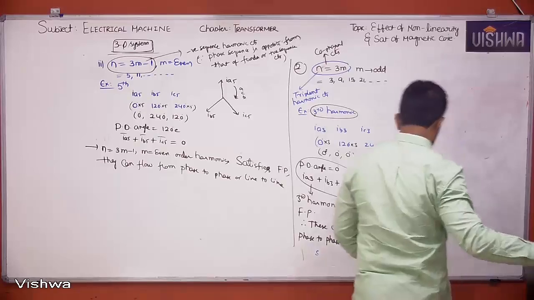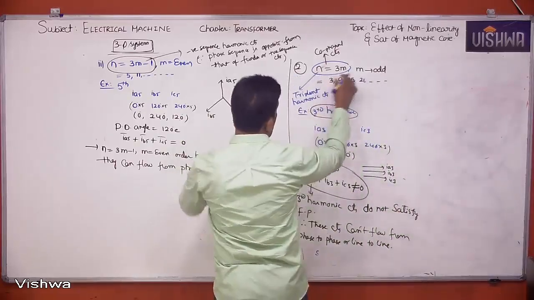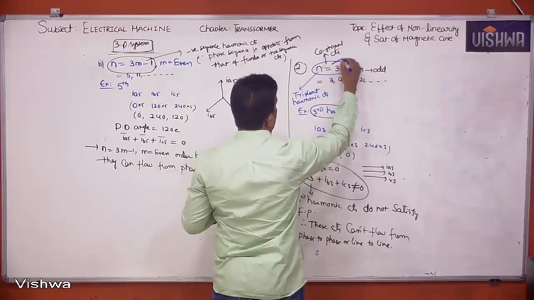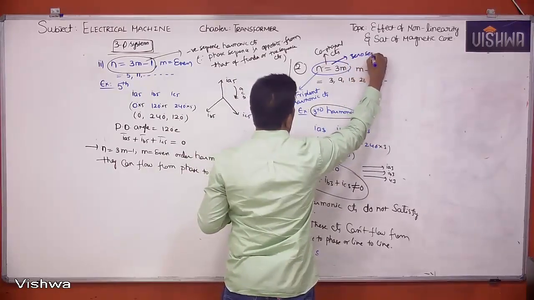Please note down one more name for this n equal to 3m order: cofacial currents, triplet harmonic currents, or zero sequence currents.